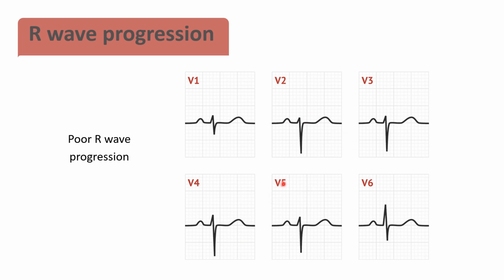Ventricular hypertrophy, and incorrect lead placement, because the mispositioning of the chest leads can mimic poor R wave progression. So recognizing this abnormality is essential, as it often indicates underlying cardiac pathology or technical issues. Further evaluation, including clinical history and additional tests, is key to determining the cause.